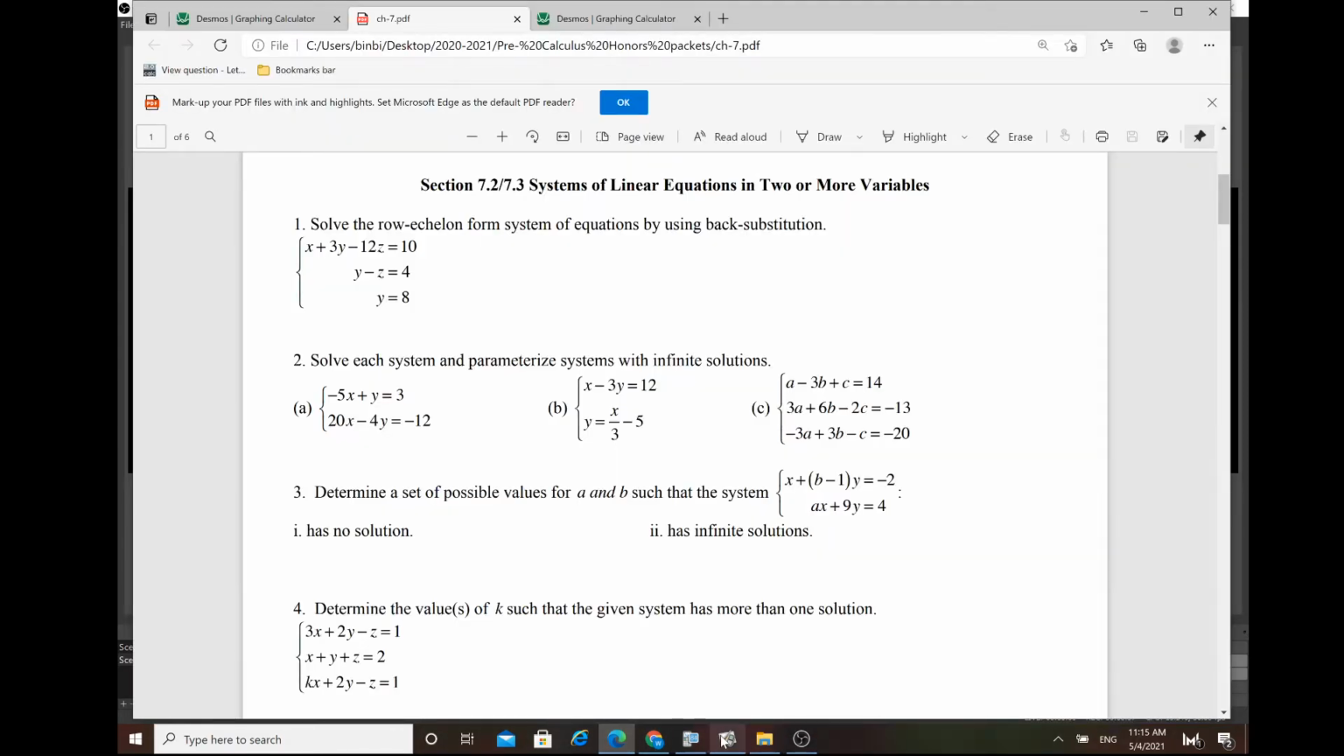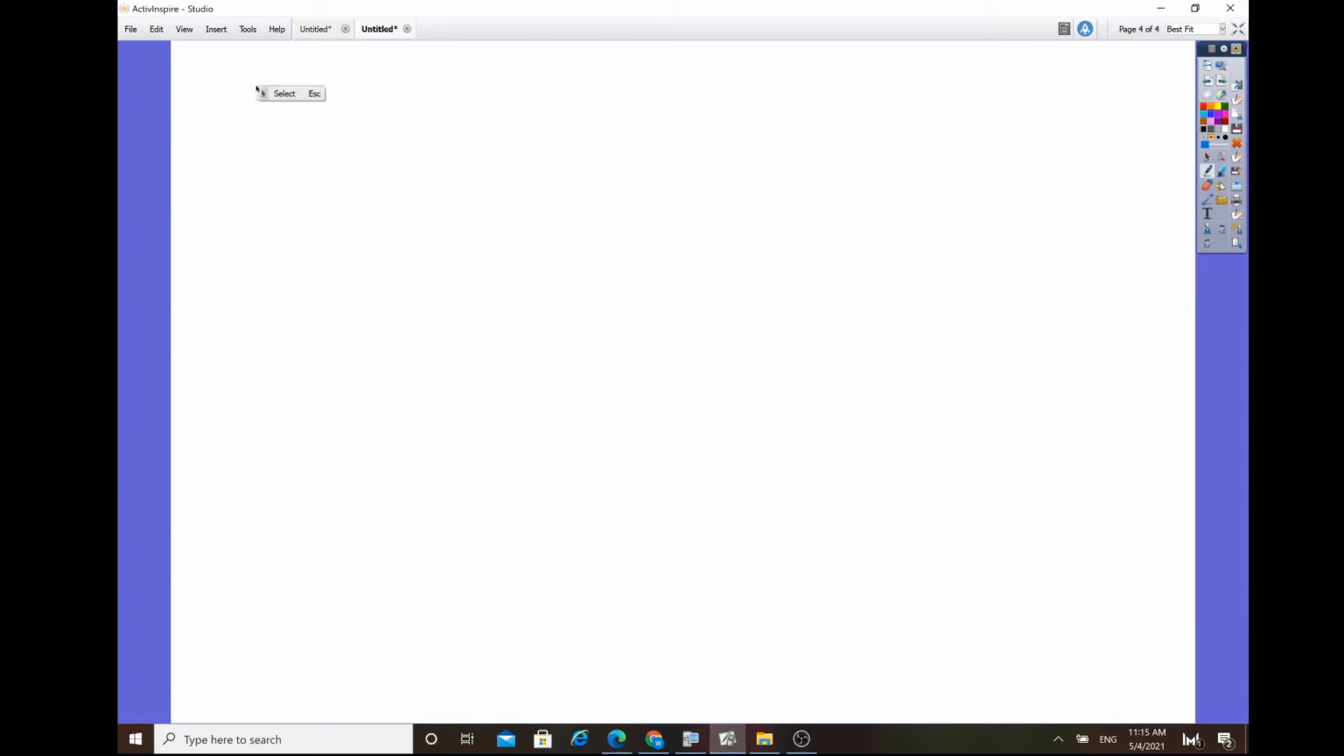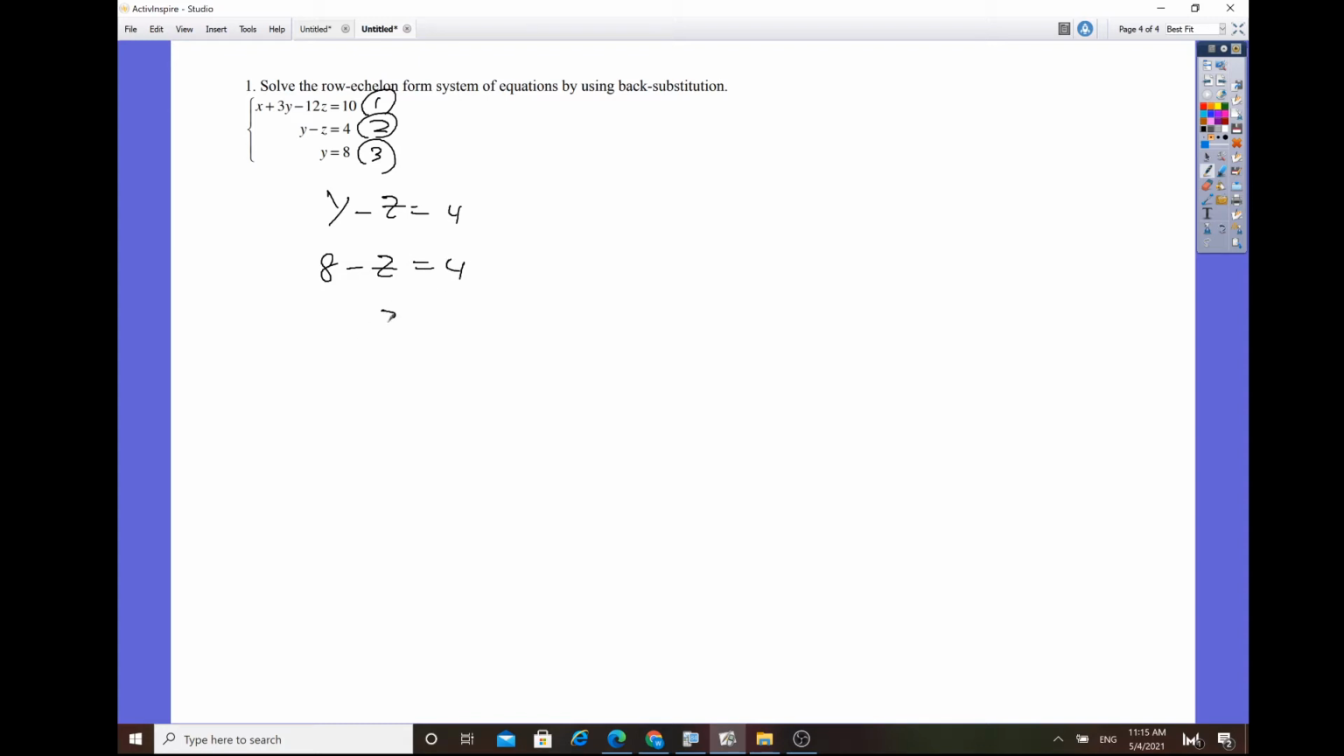Going to my ActivInspire right here. Let's take a look at the first one. So y is already solved, so we can solve for z next. y equals 8, so y minus z equals 4 for the second equation. That means 8 minus z equals 4. So that means z equals 4.